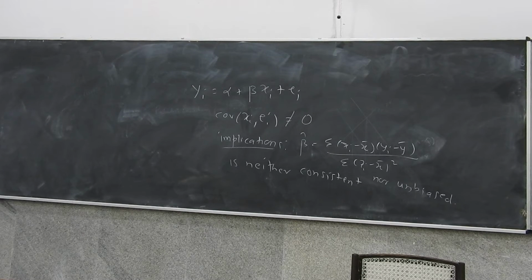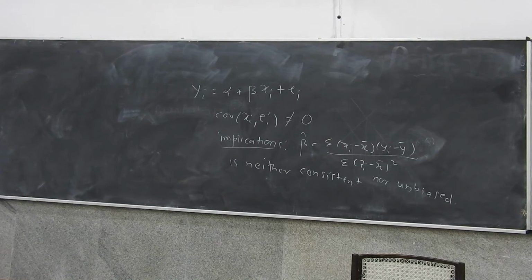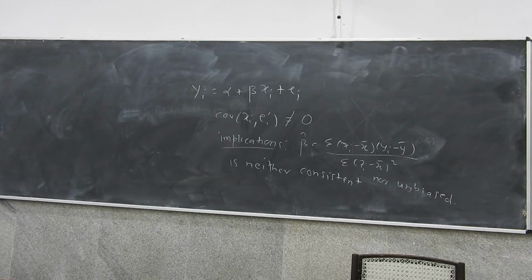So if you replace covariance xy by summation xi minus x bar, y minus y bar upon n and the variance of x by summation xi minus x bar square upon n, you get an estimator of beta only if covariance x and e is equal to 0, which is consistent and unbiased. If the covariance of x and e is not equal to 0, then you obviously don't get that, because the whole line of thinking is wrong.